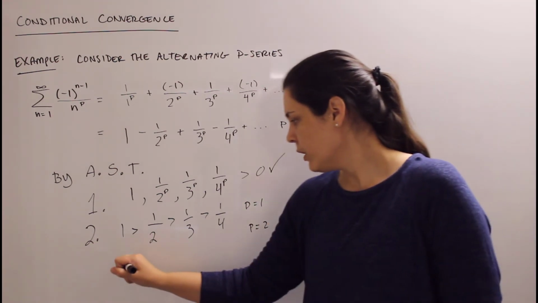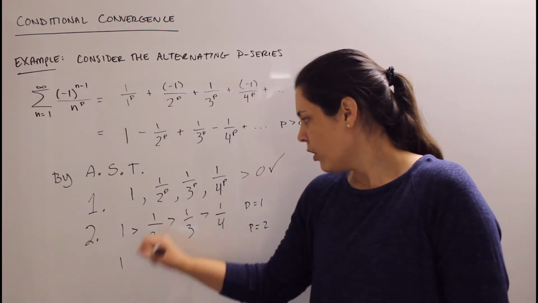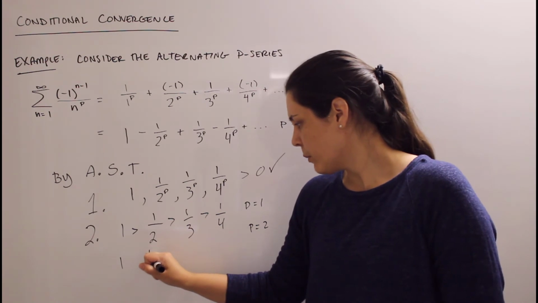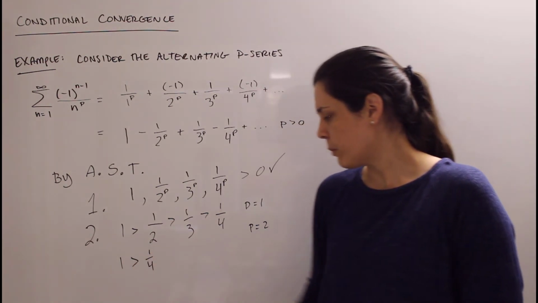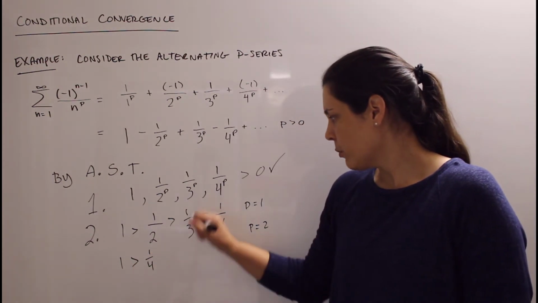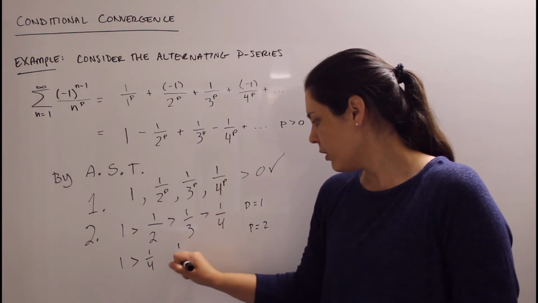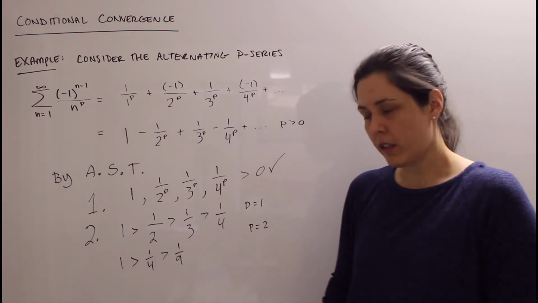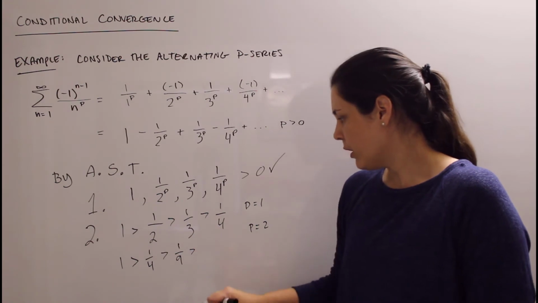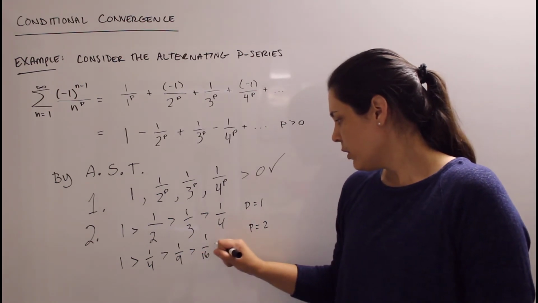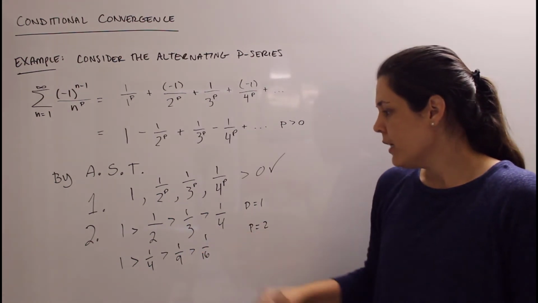When p is 2, the first term is 1. 1 over 2 squared is 1/4. 1 is bigger than 1/4. My next term, 3 squared, is 1/9. 1/4 is bigger than 1/9. And then my next term would be 1/16, and so on. So yes, that worked as well.